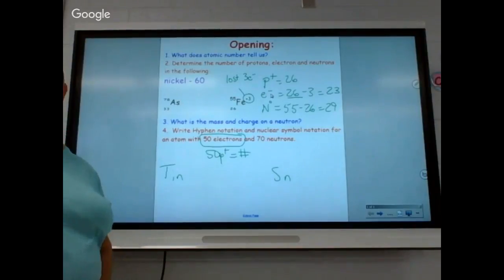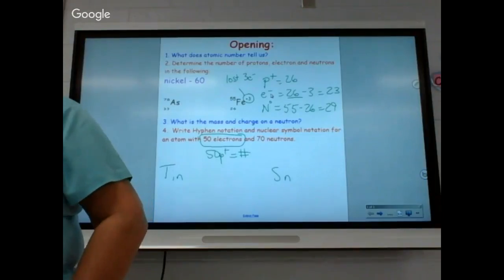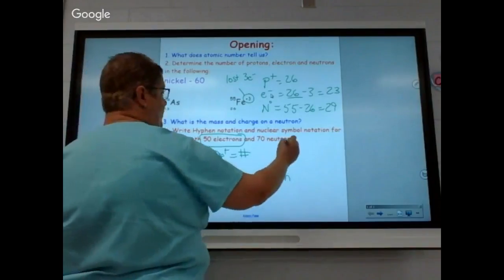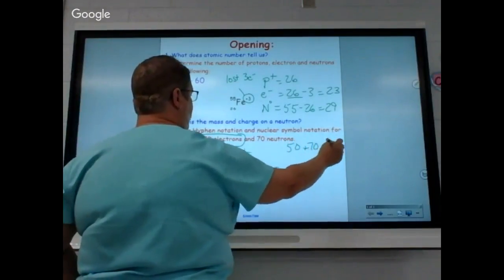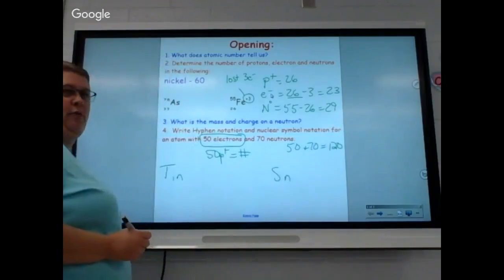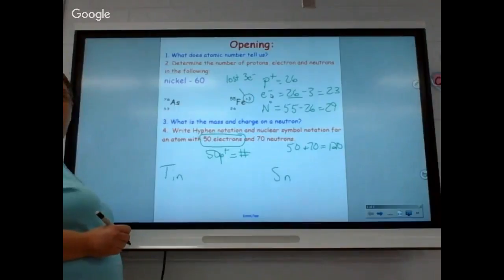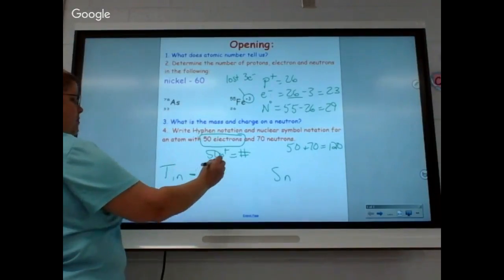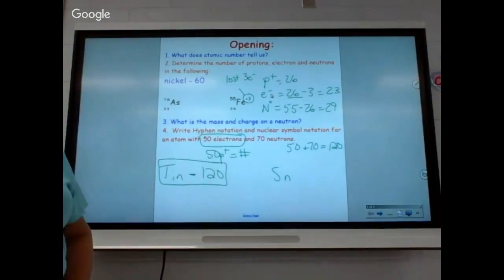So how do I find the mass? What do I do there, Passion? Add what together? Protons and neutrons. So my protons are 50 and my neutrons are 70. So I get a mass of 120. So everybody okay with what Passion said about protons plus neutrons to get mass? Yes? All right, so she said that goes behind the hyphen. So that is hyphen notation right there. Everybody good with hyphen notation?